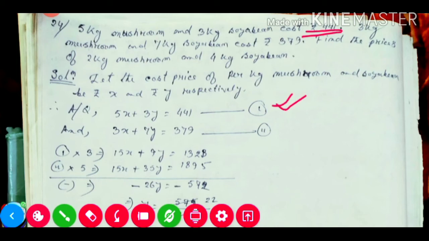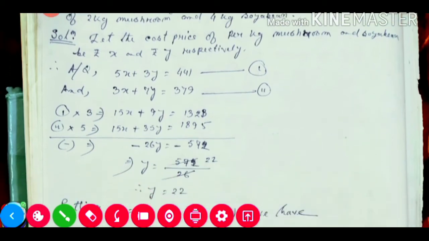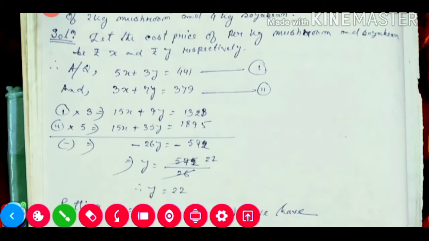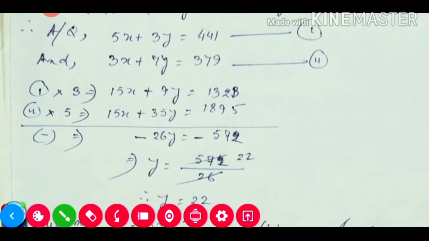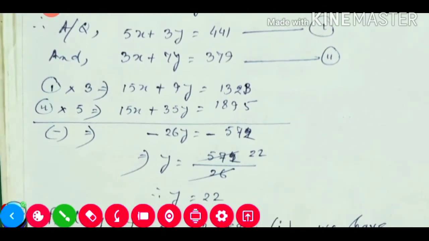And the second condition given is 3 kg mushroom, so 3 into x plus 7 kg soybean, so 7 into y, and he is paying 379 rupees. So this is our equation number 2. The coefficients are not the same, so we are making the coefficients the same. Equation number 1 into 3, so it will be 15x plus 9y is equal to 1323. And equation number 2 into 5, so 15x plus 35y is equal to 1895.